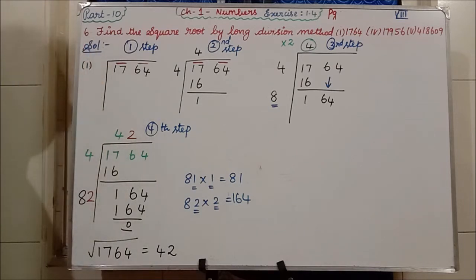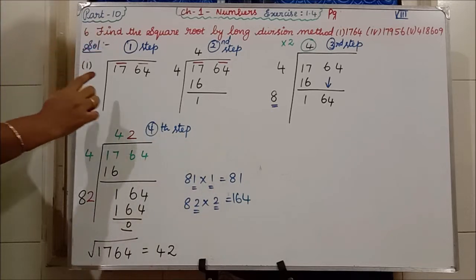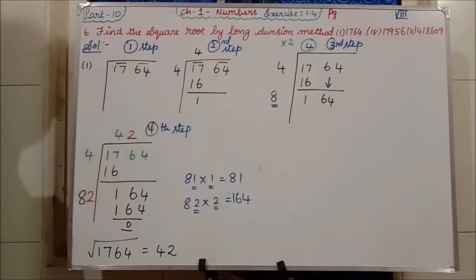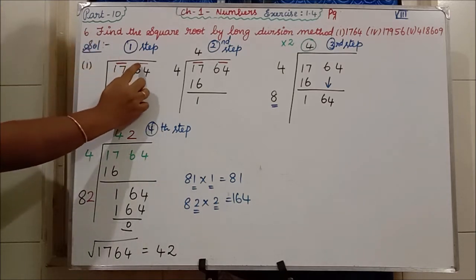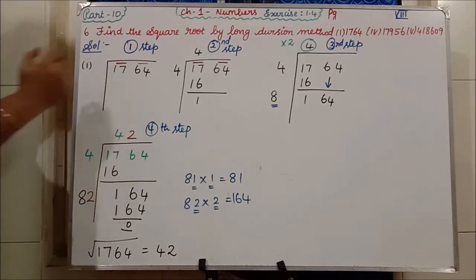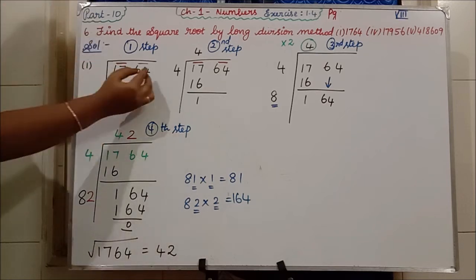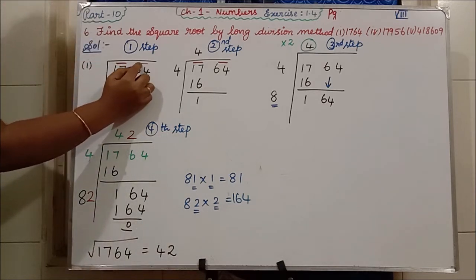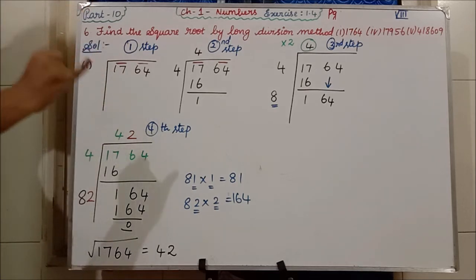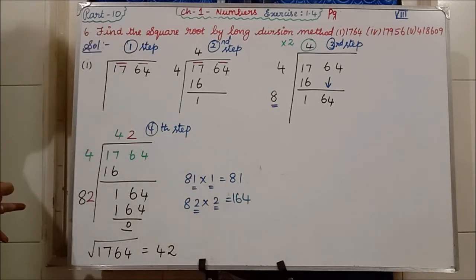1764. Once you get the question, you have to group it, make it into pairs. From the last only you have to make pairs. Two numbers, you have to put a dash. Here there are correctly 4 numbers. Suppose there are 5 numbers, it can be any number. From the last you have to make groups: this 2 and this 2. That is the first step for the long division method. Clear? Then we'll move on to the second step.